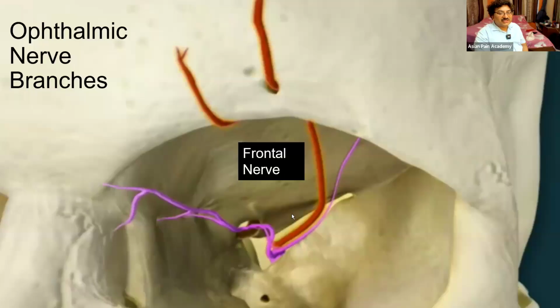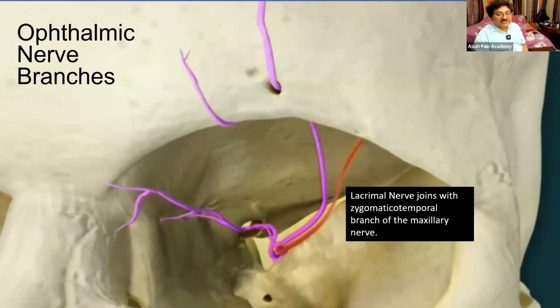Now, among these three, this is the frontal nerve, which actually divides into two branches. This is the supraorbital, this is the supratrochlear. So we can block the supraorbital division very easily because it has a definite foramen through which it is coming. And this division is the lacrimal division, which actually gives a twig with the zygomaticotemporal branch of the maxillary nerve and ultimately joins the lacrimal gland.